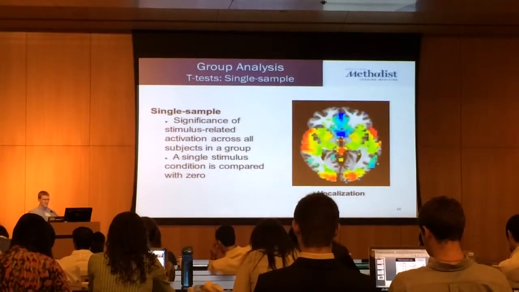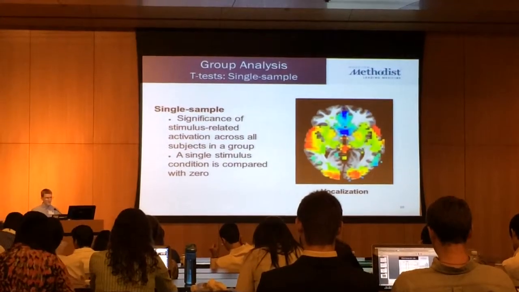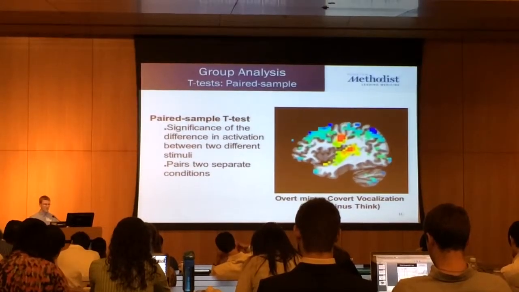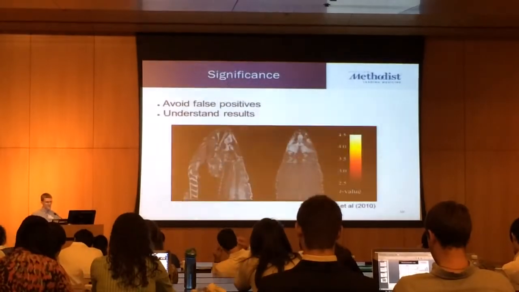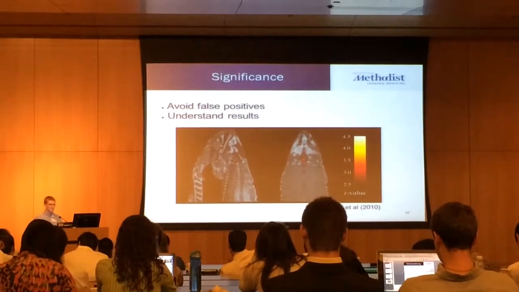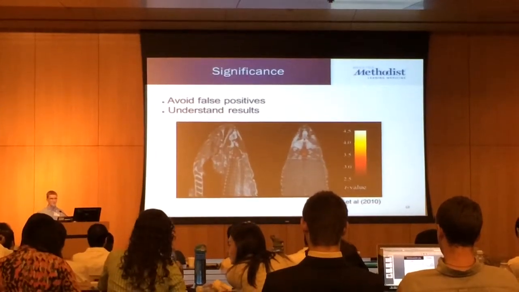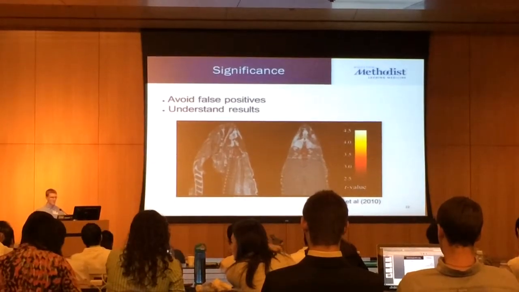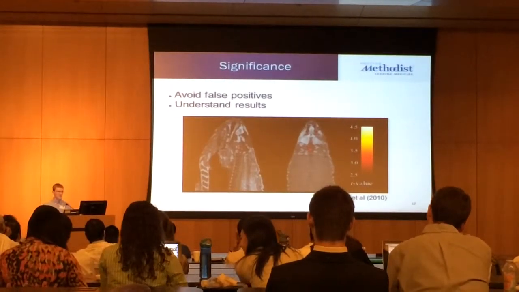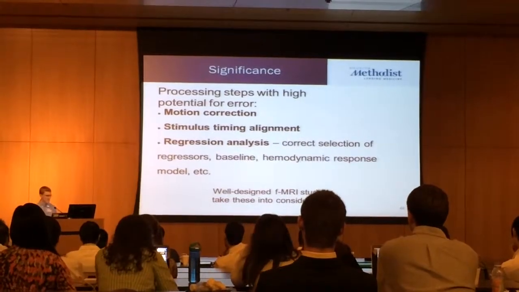And then group analysis, like I mentioned, is a series of statistical tests to tell whether or not there is significant activation. You can do either paired or single sample t-tests. The overall significance of processing is to avoid false positives, and there have been studies to demonstrate that in this type of study, fMRI, there are significant possibilities for false positives, such as brain activation in a dead fish, which is not a good sign.